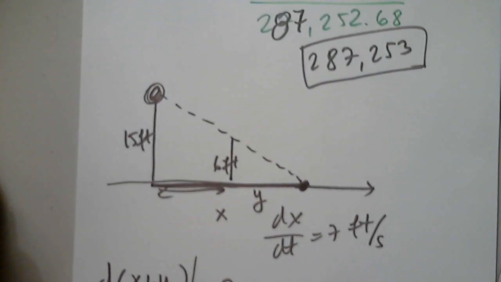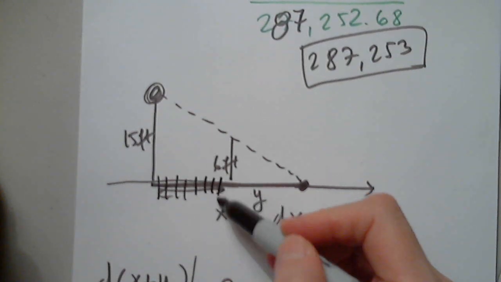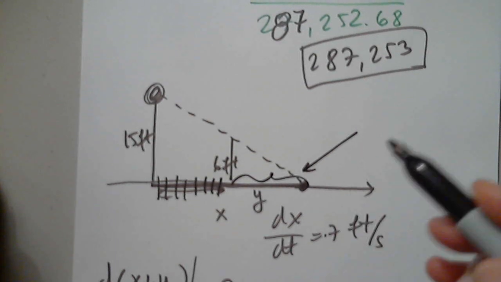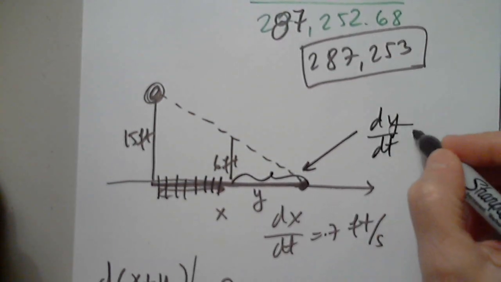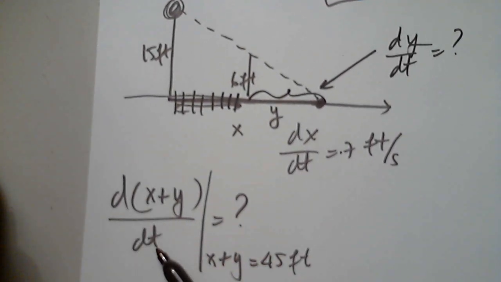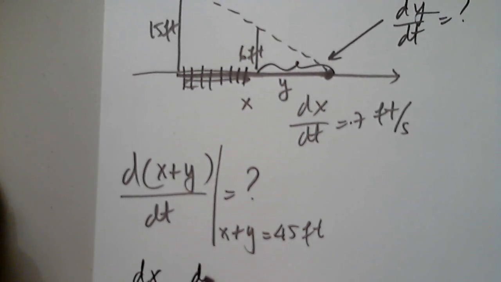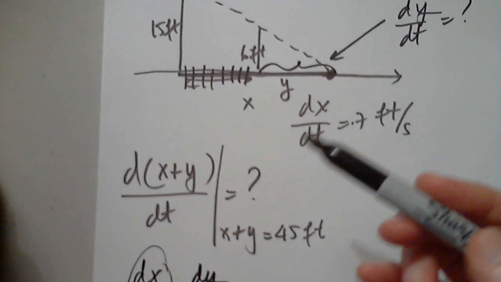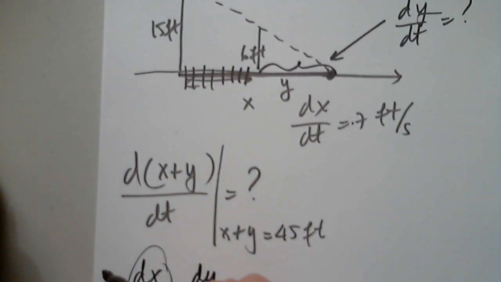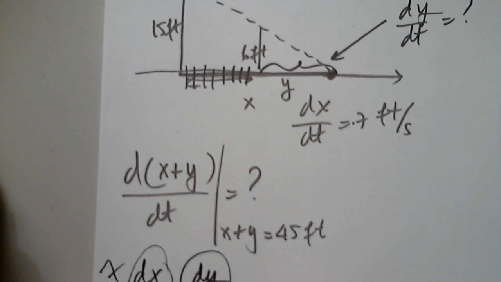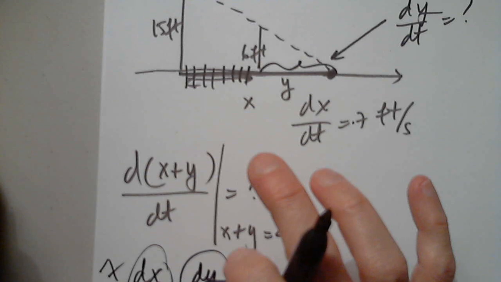similar triangles. I do have dx over dt. This is given to us. What I do not have is dy over dt. So d(x plus y) over dt is basically dx over dt plus dy over dt. This is given to us, 7. But I have to determine this. And then plug in x plus y equals 45. But this is my question. Once I find this, then I find this.